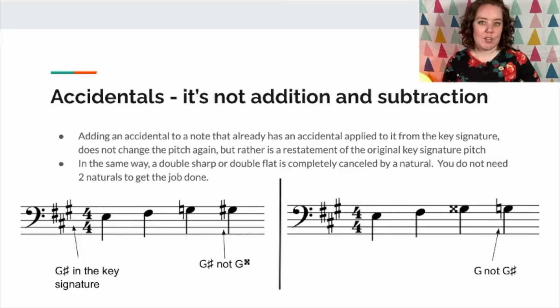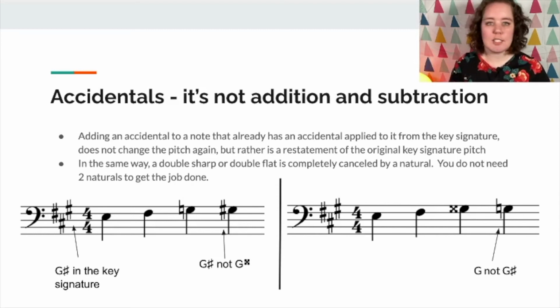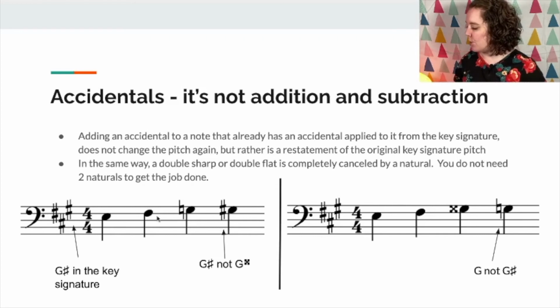Then when it comes to accidentals, I get these questions all the time, so I just wanted to add this in here as well. When it comes to accidentals, it's not addition and subtraction. So it's not like if I have a sharp in a key signature, you can see this down here, I've got a G sharp in the key signature. If I have a G sharp here on the staff, or I add a sharp to this note, it doesn't make it G double sharp, it's just simply restating the sharp that's in the key signature.